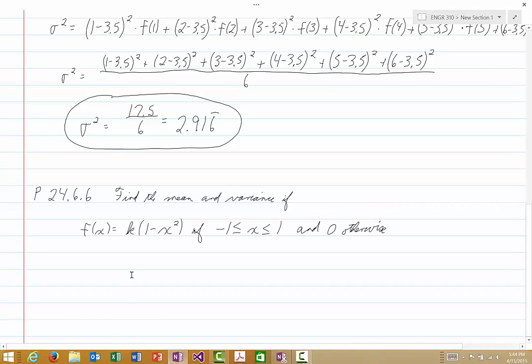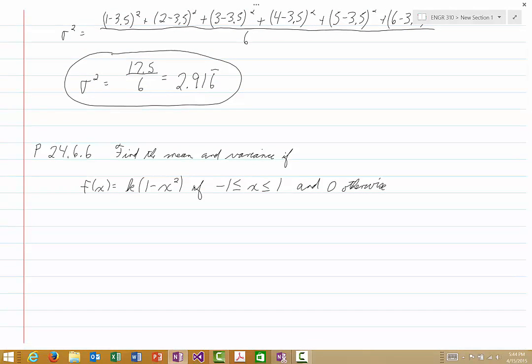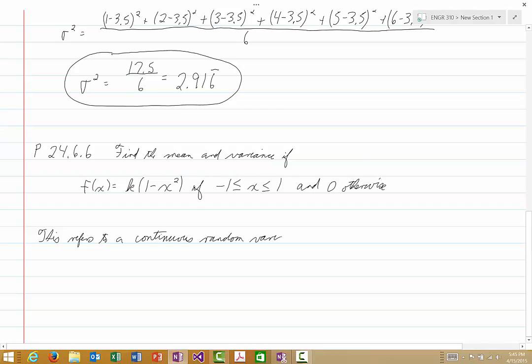Okay, so this refers to a continuous random variable, because the random variable here can assume any value between -1 and 1, but no value outside of that. And so it can assume values in a continuous range, and therefore this is a continuous random variable.